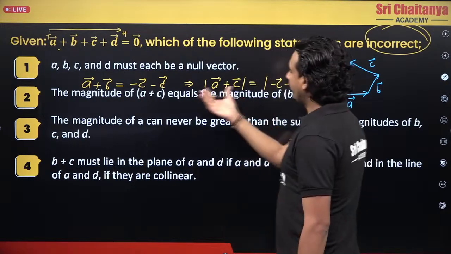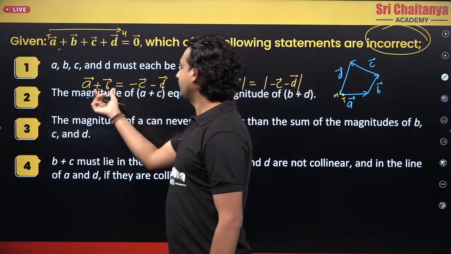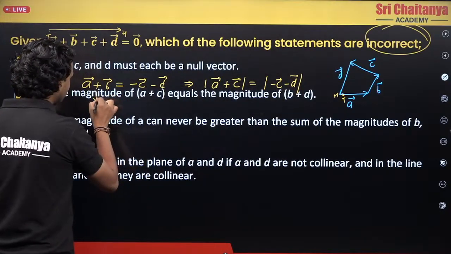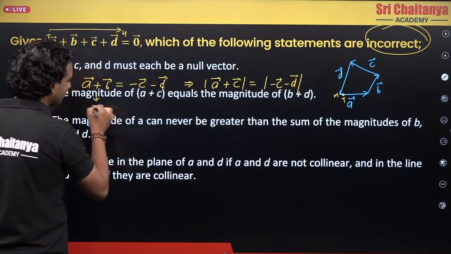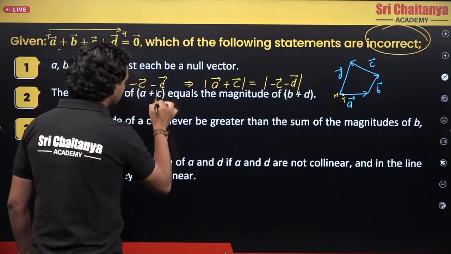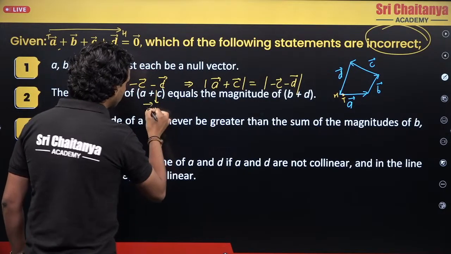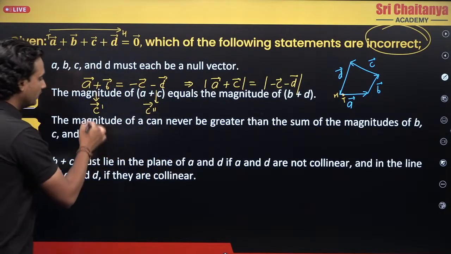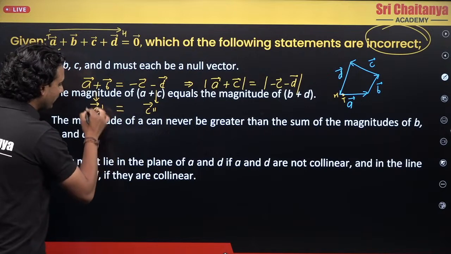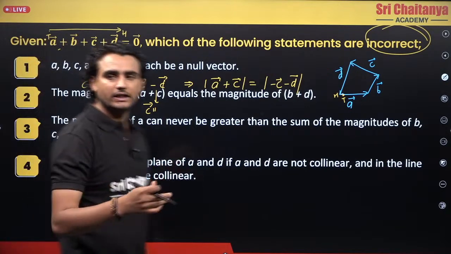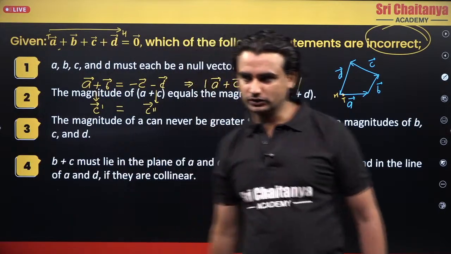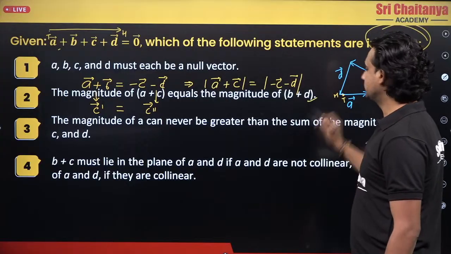Because if two vectors are equal, let's suppose A plus B is some vector C dash, and this is some C double dash vector, because this will also be some new vector. So if two vectors are equal, when are two vectors equal? When they are equal in magnitude as well as direction. Clear? So this is also a correct option.